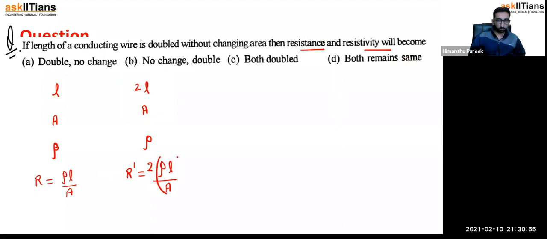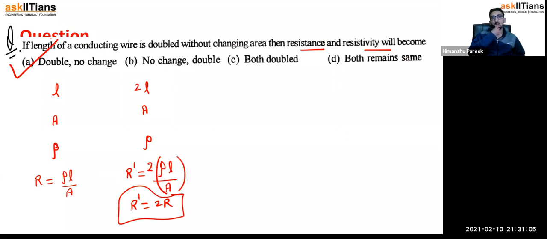You can see this rho L upon A is nothing but the old resistance. So R prime is equal to 2R. So resistance will become double and resistivity will not change. So that's option A. So guys, that's a simple question we have to deal with, and that's how people ask the question in CBSE also.